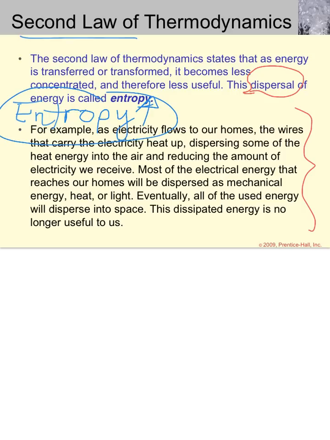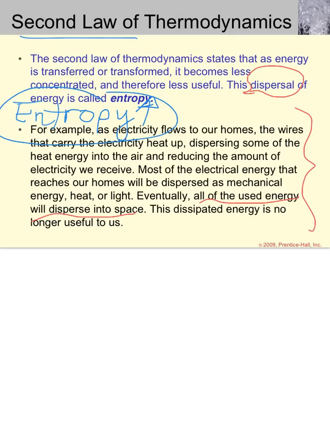That's because of entropy. Even the electrical energy that reaches our home and is used to light our lights or run our washer and dryer, even though we use a good part of it, the energy still gets spread out in large part because it gets converted into heat. Eventually, all of the used energy will disperse into space and not be useful anymore. So that is the second law: the entropy of the universe is always increasing.